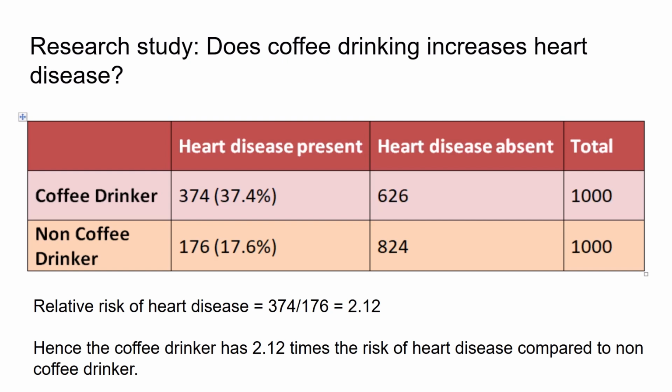One researcher had a research study on a topic that coffee causes increase in heart disease. For that he collected a sample of 2000 people consisting of 1000 people who were coffee drinkers and 1000 people who were not coffee drinkers. He found that among coffee drinkers 37.4% had heart disease, while among non-coffee drinkers, 17.6% had heart disease. Hence, the coffee drinker has 2.12 times the risk of heart disease compared to non-coffee drinkers.